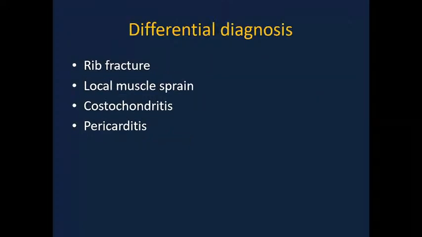The differential diagnosis would be rib fractures. Obviously, there would be evidence of trauma, and you can also have spontaneous rib fractures in cases of metastatic disease to the ribs, local muscle pain, costochondritis, and pericarditis. So those are the things that you need to think about when patients present with pleurisy.